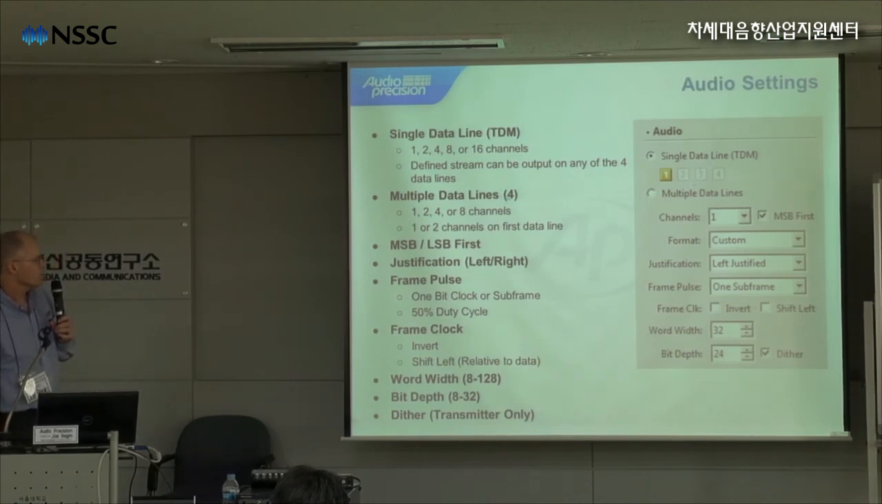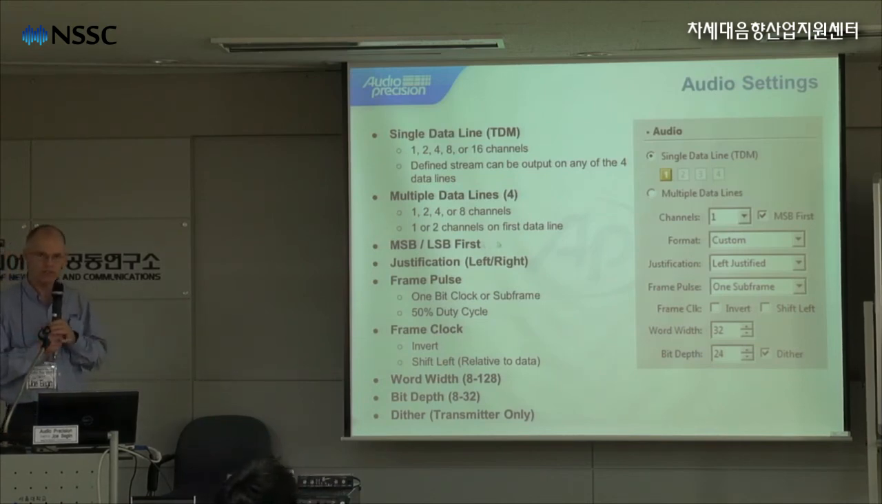You can also have multiple data lines, so we have 4 data lines, and each one can have 1, 2, 4, or 8 channels, and 1 or 2 channels on the first data line. You have control over the bit direction, whether it's MSB or LSB first, the justification, left or right, the frame pulse, 1 bit clock or subframe or 50% duty cycle, and then the frame clock you can invert or shift left relative to the data.